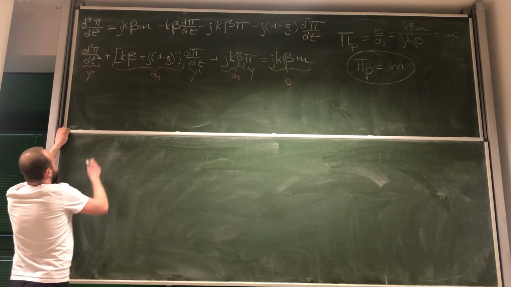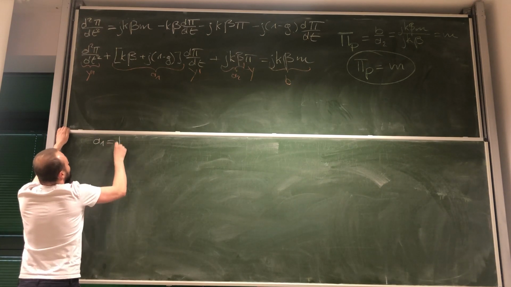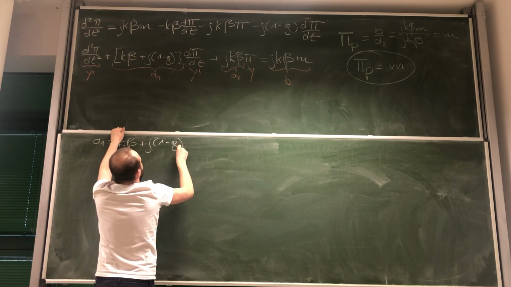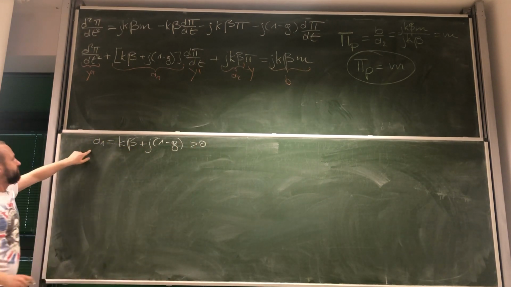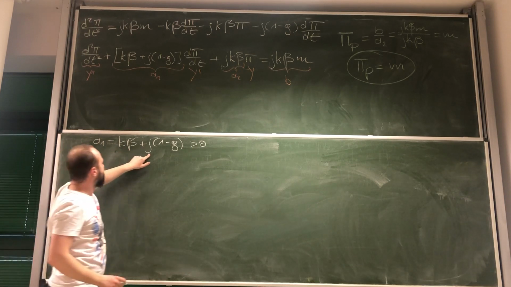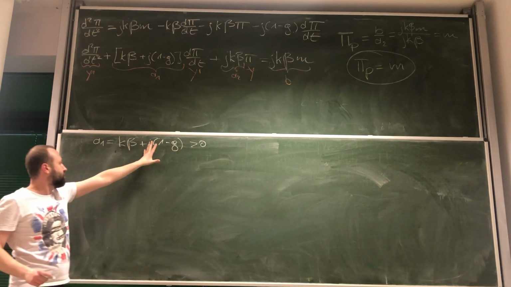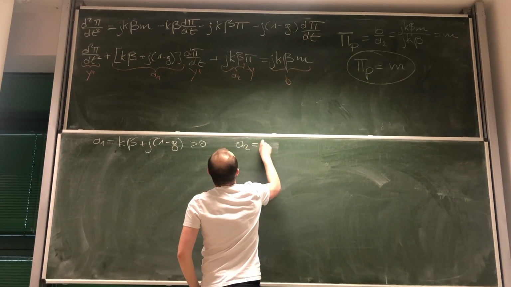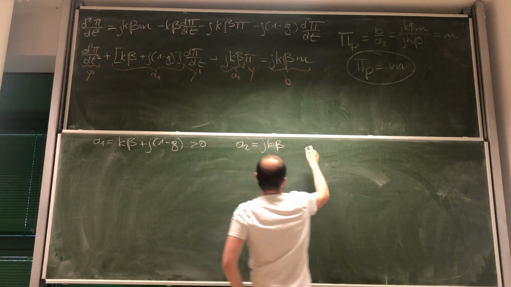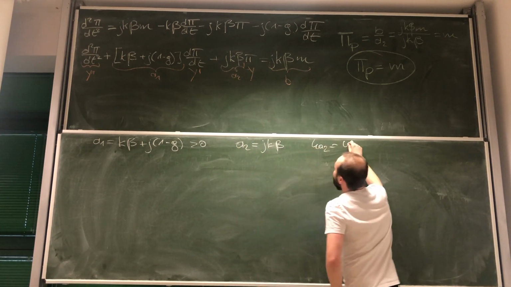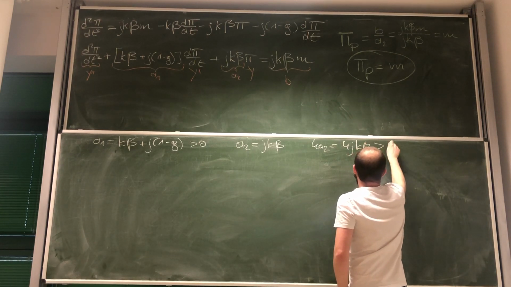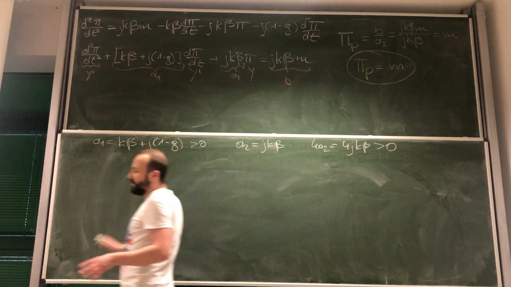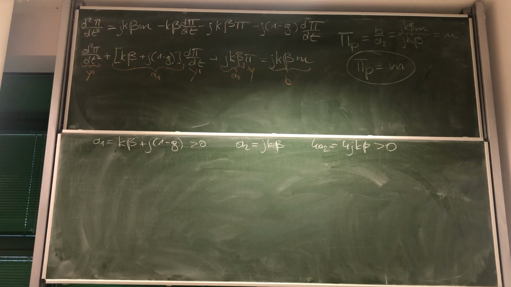Okay, so look, what do we have here? A1 is equal to Kβ plus J(1 minus G), and this is a positive outcome, right? Positive, positive, positive, between 0 and 1, so also positive. We know that this is bigger than 0. Also, A2 is JKβ, so 4A2 is 4JKβ, and it's also positive. So look, in this case, we can actually have all three cases.